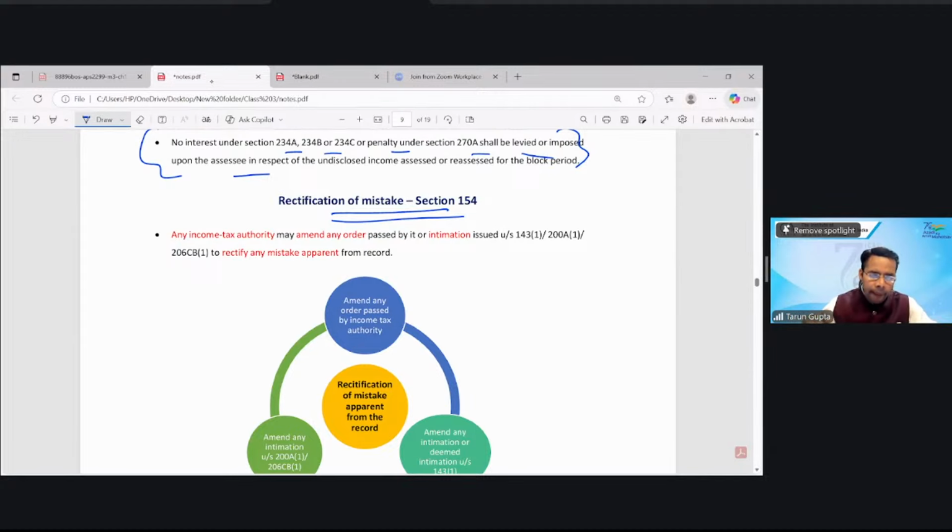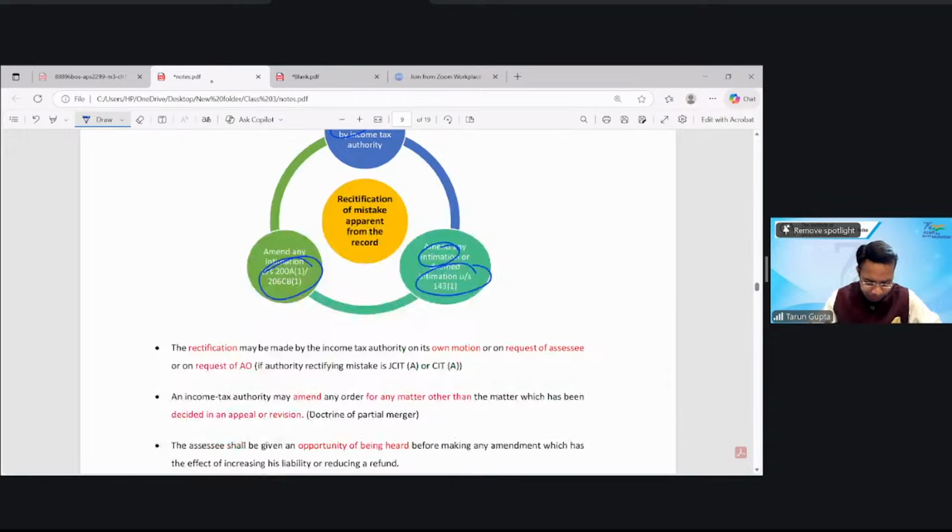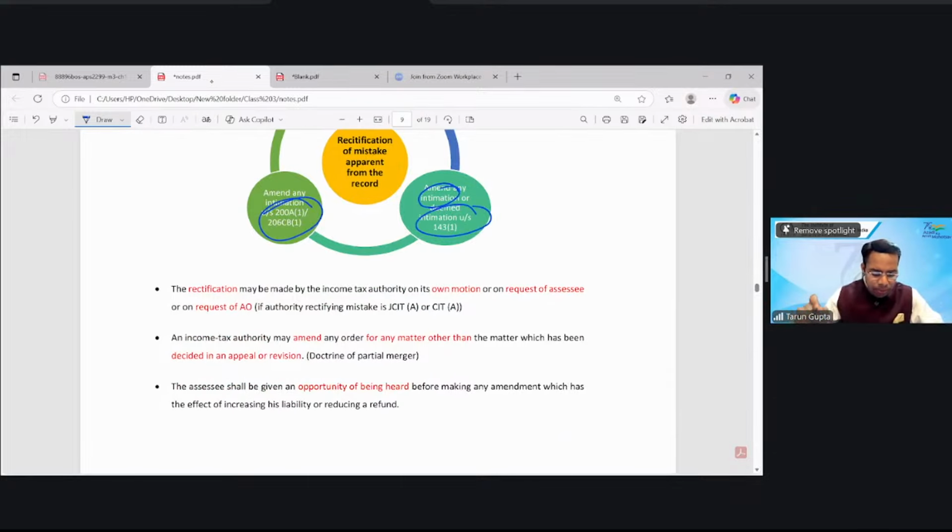Let's read the law. There's one small topic in this we'll discuss while reading the notes. Any income tax authority may amend any order passed by it or intimation under section 143(1), 200A or 206B, TDS and TCS to rectify any mistake apparent from record. You understand the meaning of apparent from record. So rectification can be of any order or intimation or deemed intimation or TDS or TCS intimation. The rectification may be made by income tax authority on its own motion or on request of assessee or on request of AO if the authority rectifying the mistake is Commissioner (Appeals) or Joint Commissioner (Appeals).